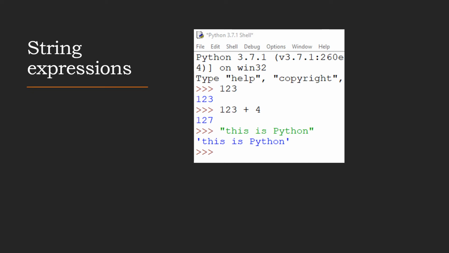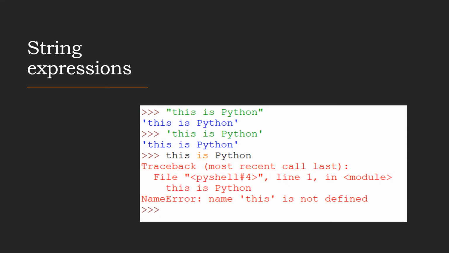An alternative to a numerical expression is a string expression, and you can see an example of a string expression on the screen right now. The student has typed "This is Python" in quote marks. The computer has evaluated this as a string and displayed the value of the string on the screen. In fact, you can use single or double quote marks and it will have the same effect. Just use the same type of quote mark at the beginning and end of the string.